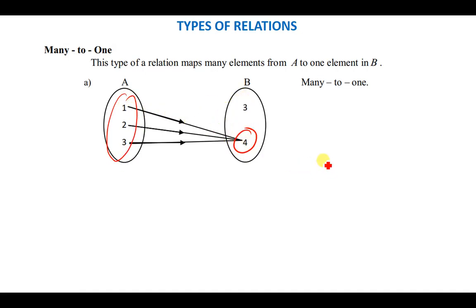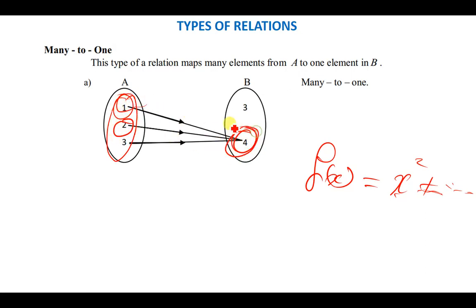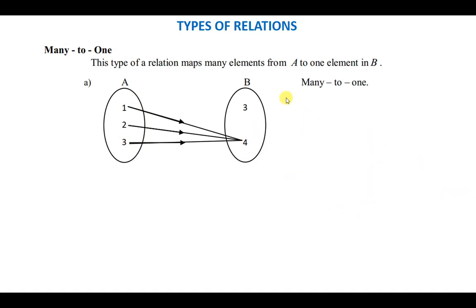This is a situation where you have a function f of x equal to something, for example x squared plus something. If you put in 1 there, you find the answer is 4. After putting in 2, the answer still gives you 4. After putting in 3, the answer still gives you 4. That kind of function is known as a many-to-one function.